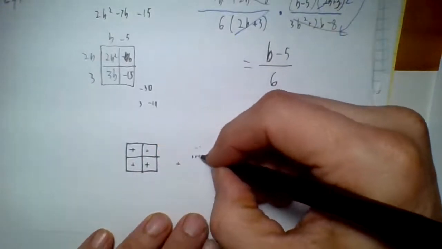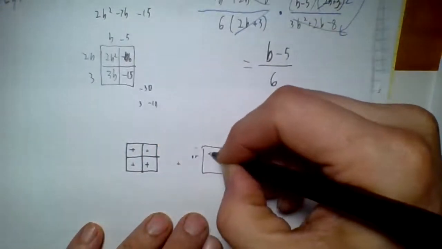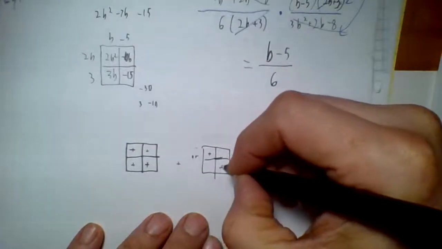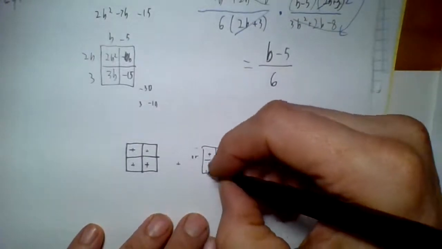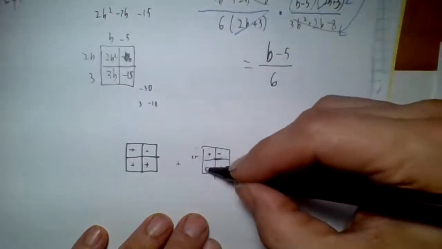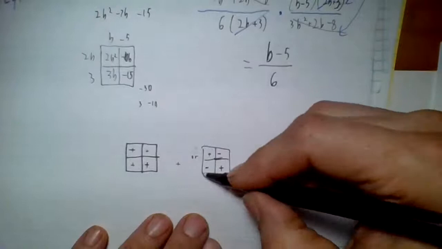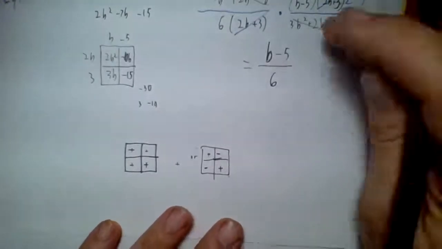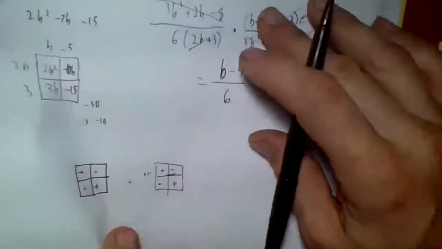Or you could have a positive product and you need them to add up to a negative, in which case both of these terms have to be negative because negative times negative is positive. This is positive also. So those two things can happen.